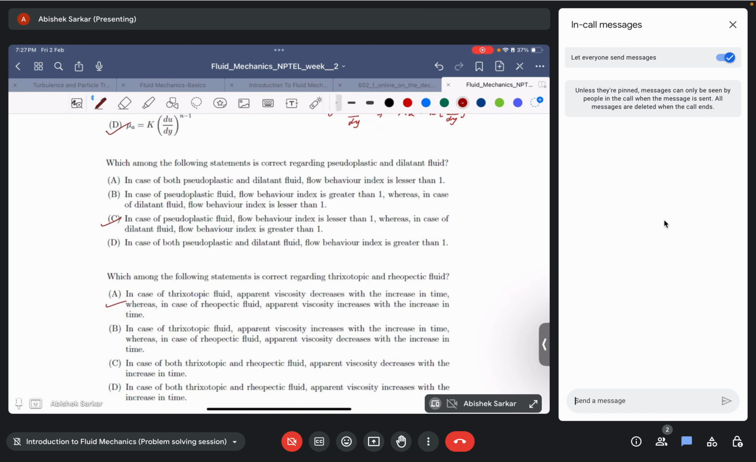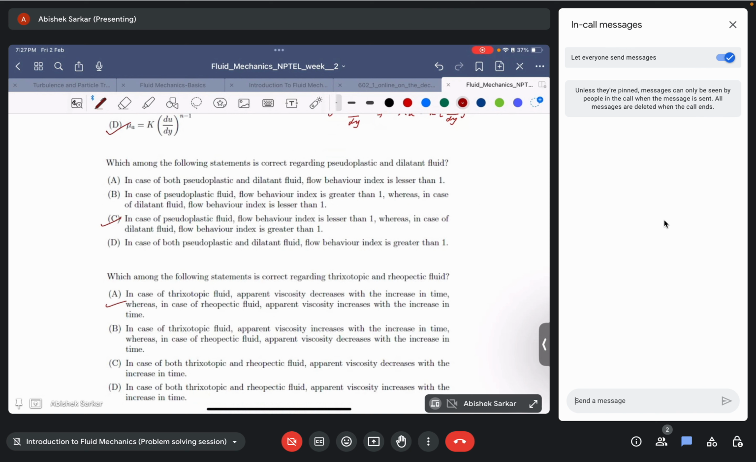In the case of thixotropic fluid, the apparent viscosity decreases with increase in time, and in the case of eupectic fluid, the apparent viscosity of the fluid increases with the increase in time. Okay, so that will be the correct answer. I just gave you the answer because I didn't find it requiring further analysis, because these are things that the students must remember to solve them.